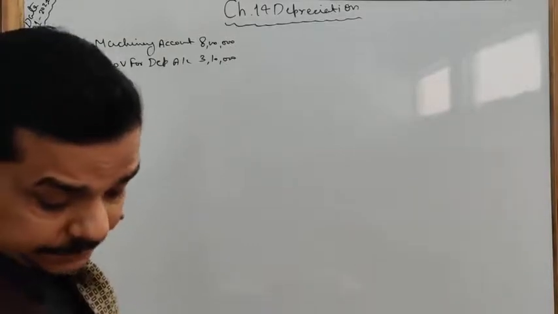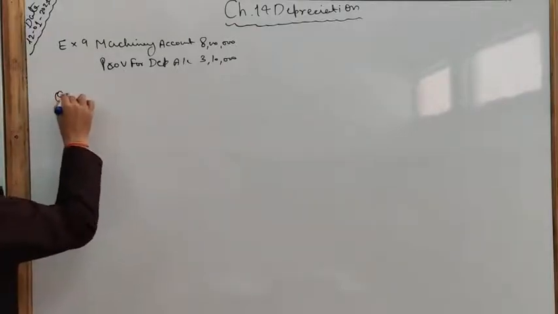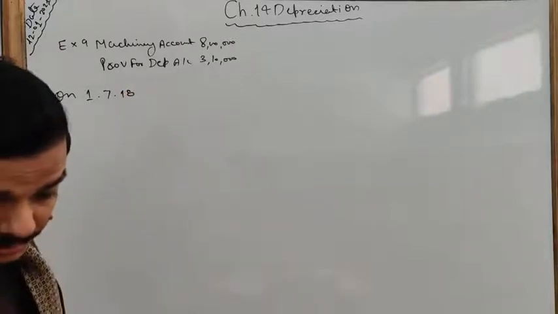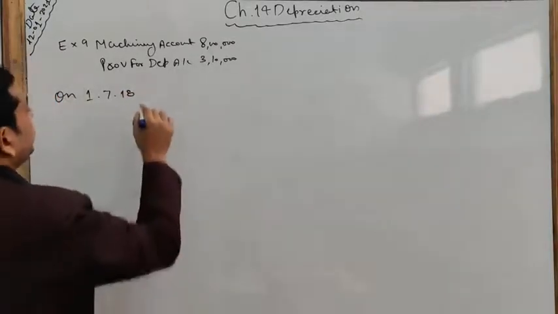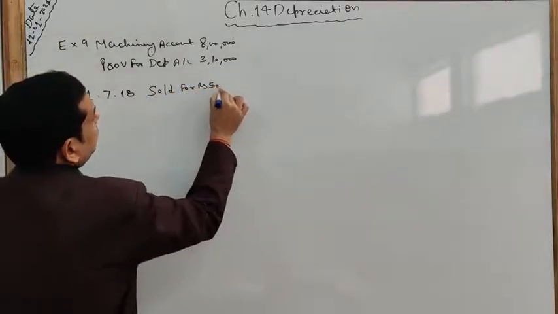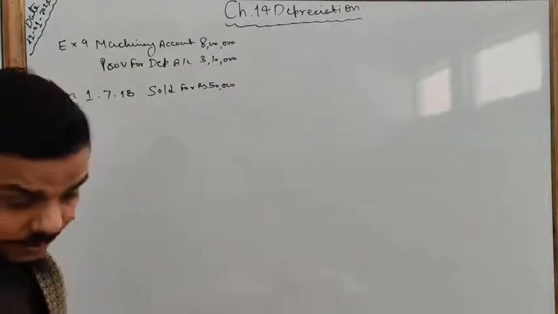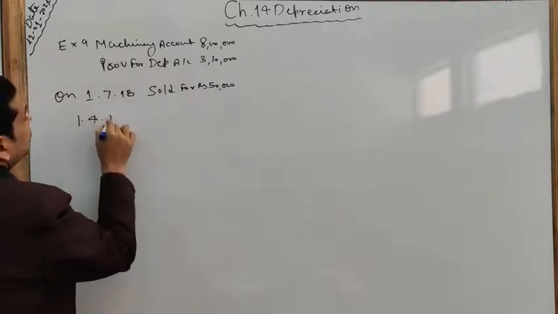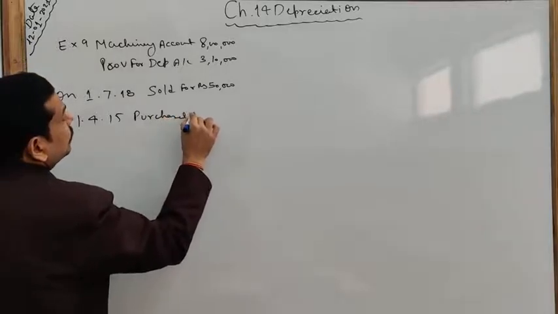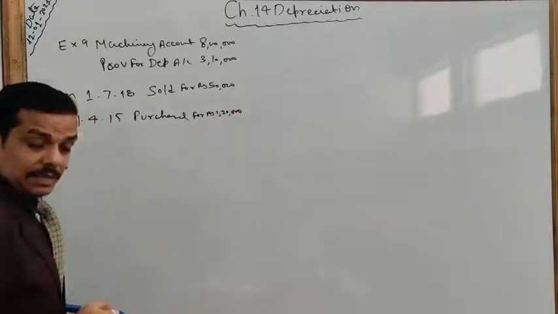Now, on 1st July 2018, they have sold a machinery for rupees 50,000. And this was purchased on 1/4/15 for rupees 1,20,000. Clear?